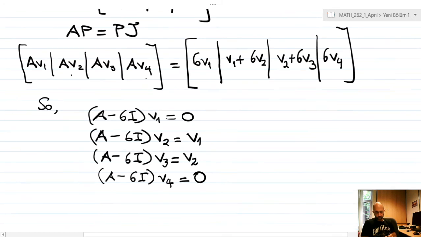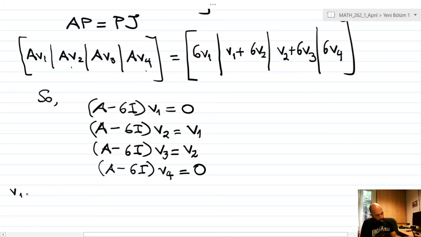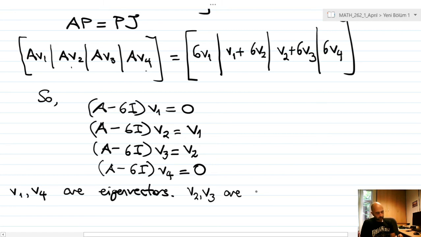Okay, so this tells us that V1 and V4 are eigenvectors. This makes sense because we already knew that the eigenspace would be two-dimensional, and these would be a basis for the eigenspace. The other two, V2, V3, are not eigenvectors. They're generalized eigenvectors. Okay, so this will be the pattern.